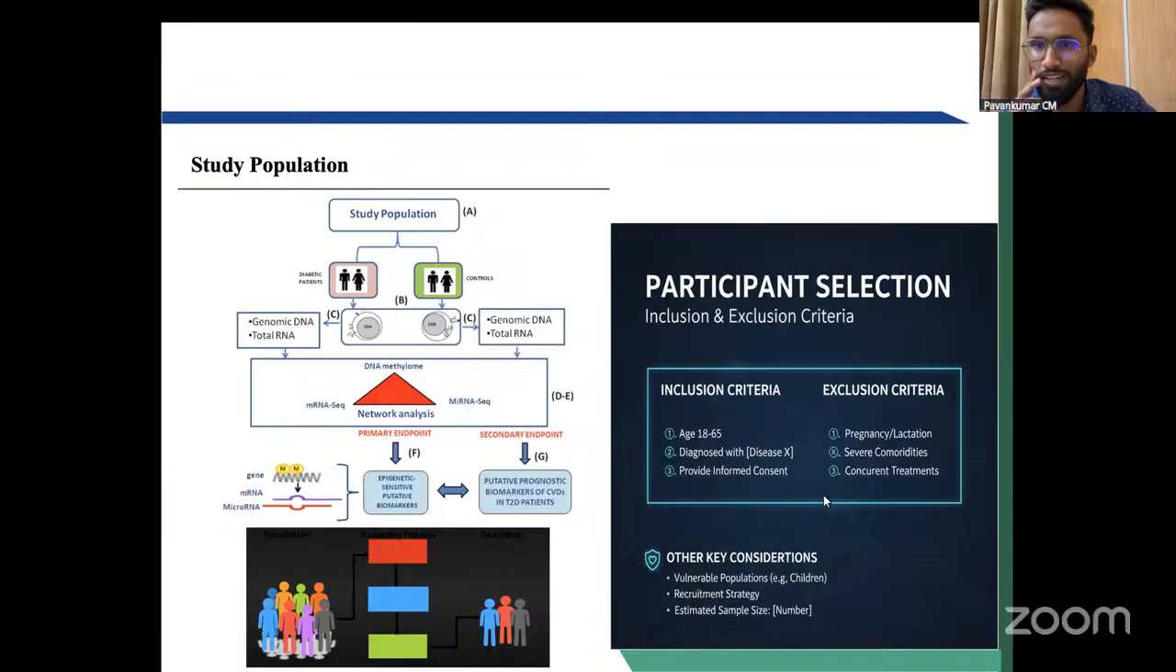And coming to much more related to that, if you're going to do any of the cardiac things specific to angina, then we are going to add only angina subjects, like that we are going to mention. And coming to the exclusion criteria, the majority we are going to leave out are pregnant and lactating women, if we do not have a clear picture of the research, and severe comorbid conditions, and concurrent treatments going on in the person. Other key considerations are vulnerable populations, for example children, recruitment strategies, and estimated sample size.